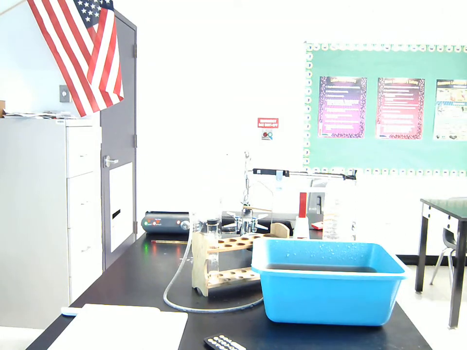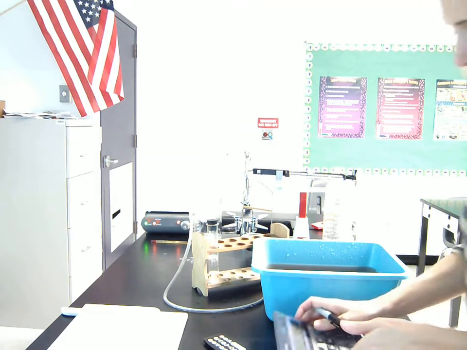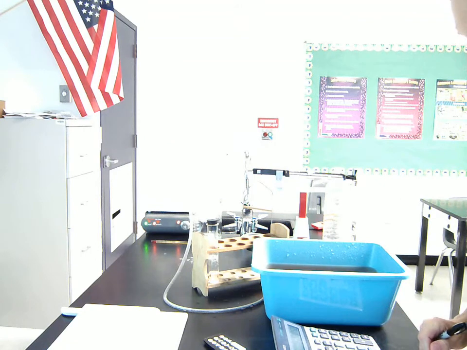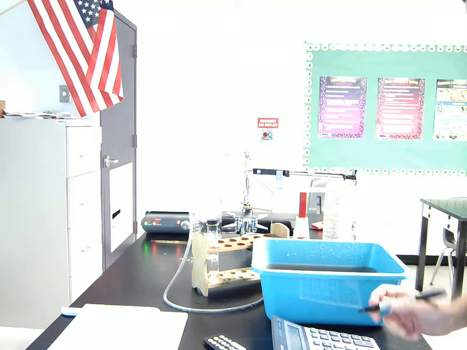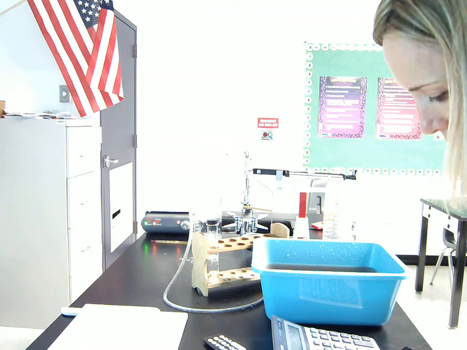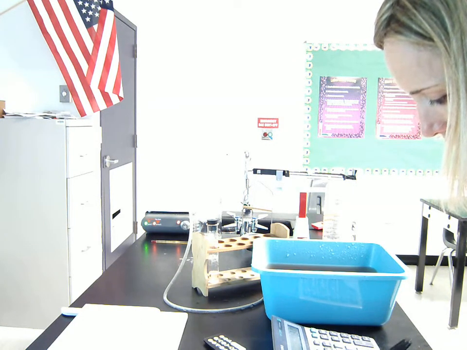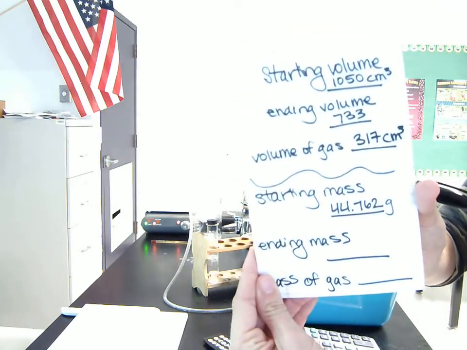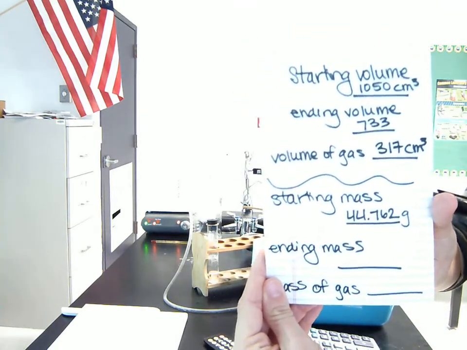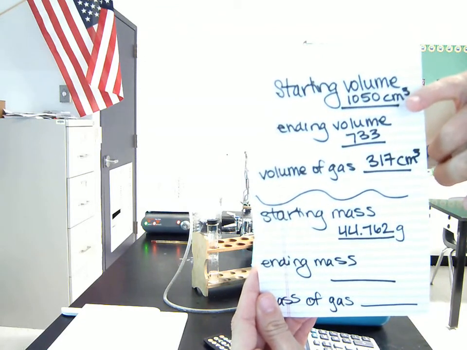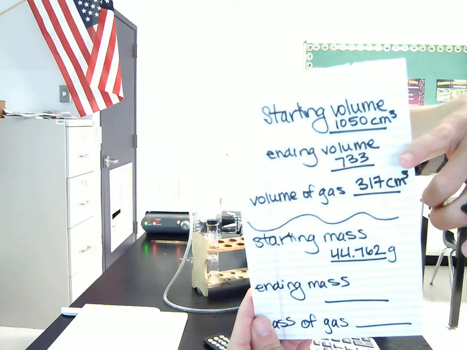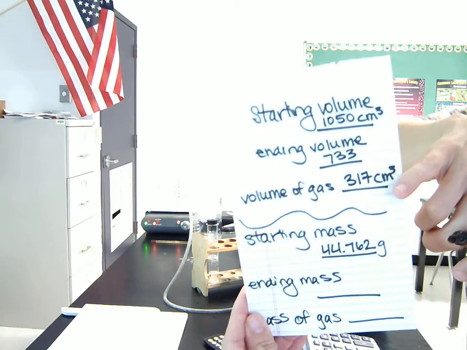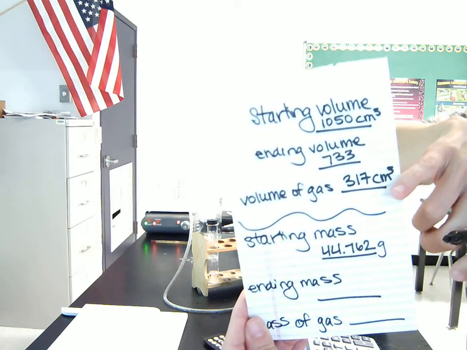733. So let me get my trusty little calculator here to ensure I do the math correctly. So I started with 1,050 cubic centimeters of water. I had 733 left over, which means I had produced 317 cubic centimeters of gas. So there's my volume numbers. The bottle held 1,050 to start with. At the end, there was only 733 left in the bottle, which means 317 cubic centimeters of gas was produced.